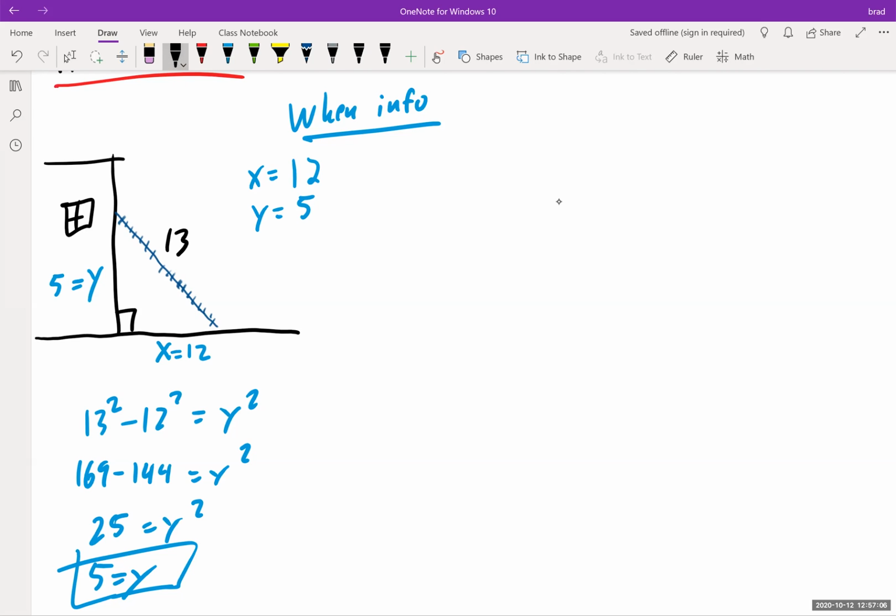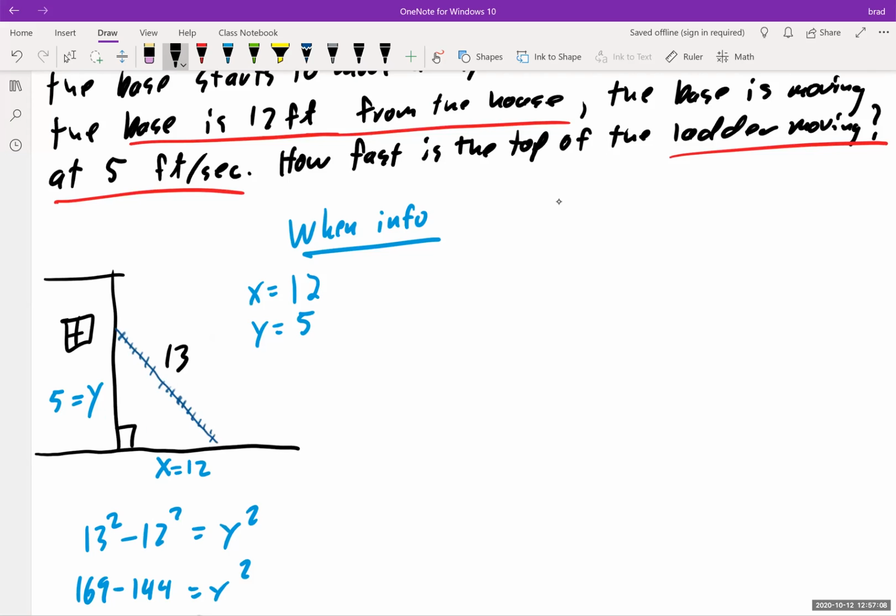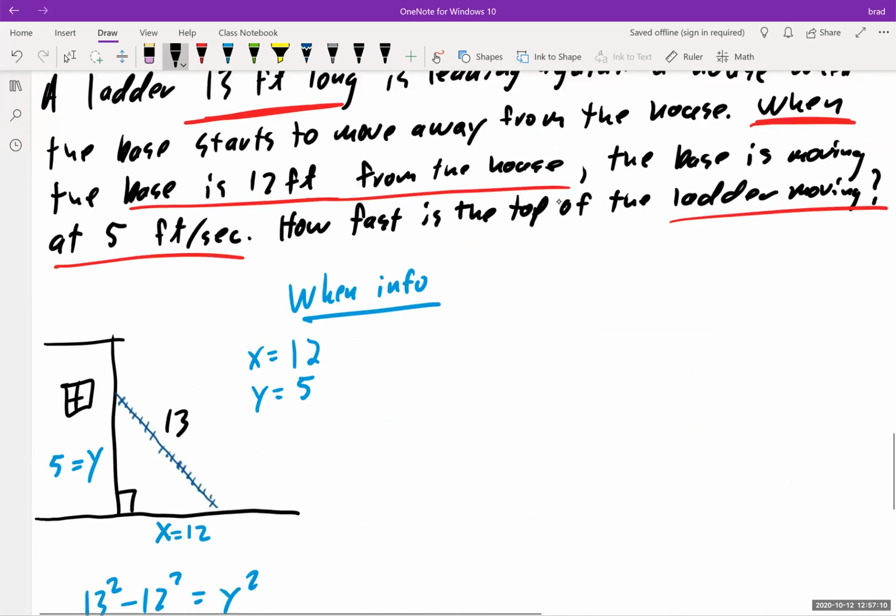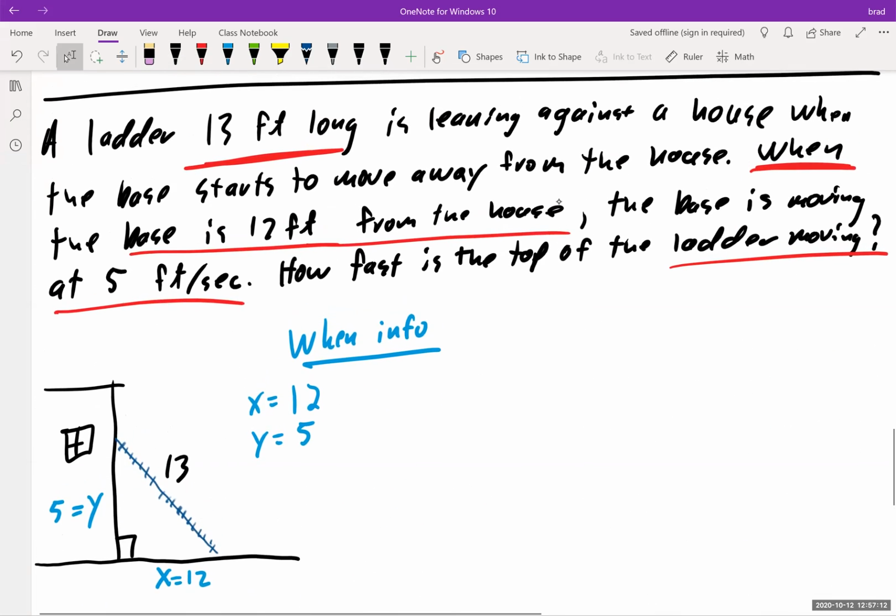Now let's write down our rates of change. We know the base is moving at 5 feet per second away from the wall. So I'm going to call that dx/dt, and that's 5 feet per second. We know that because the ladder is sliding this way, so it's sliding down, which means that Y is going downward.